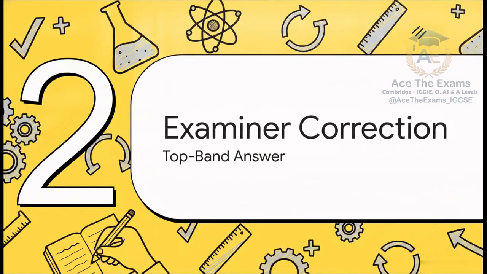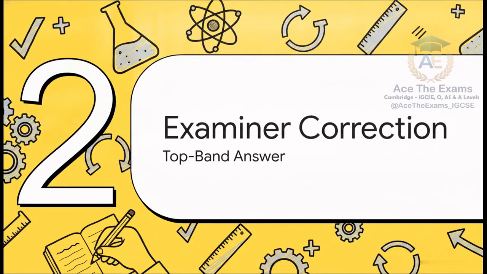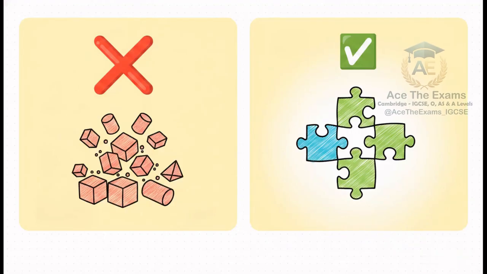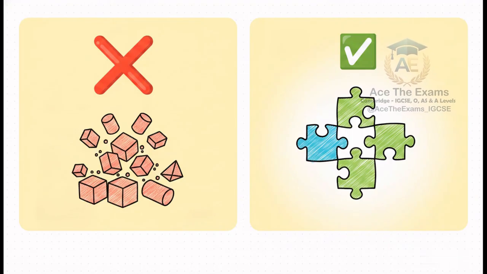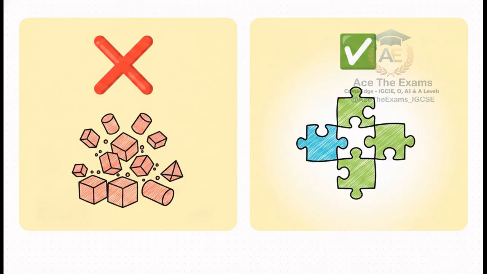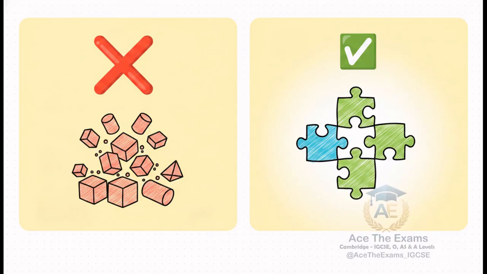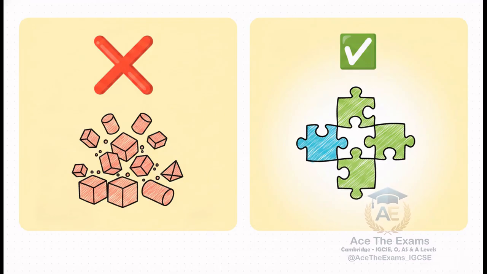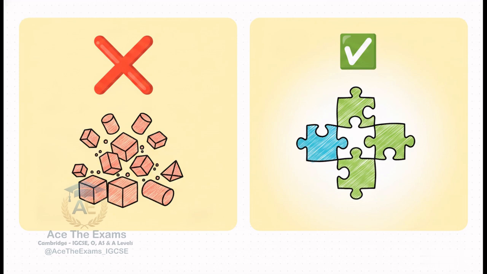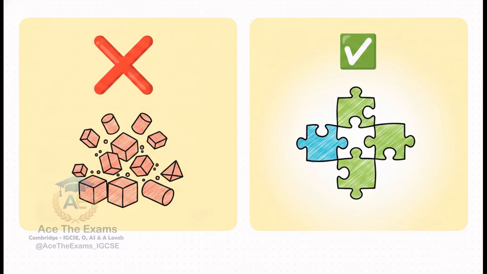Section 2. Top Band Examiner Correction. Let's fix this properly. Compare these two approaches. The flawed answer just mashes mismatched units together to get 200. It's a total mess. But the top band answer? It correctly substitutes values with consistent units, 20 centimeters times 1 centimeter, and it states the final derived unit clearly as 20 centimeters squared. Doing it this way secures all your method and accuracy marks entirely.